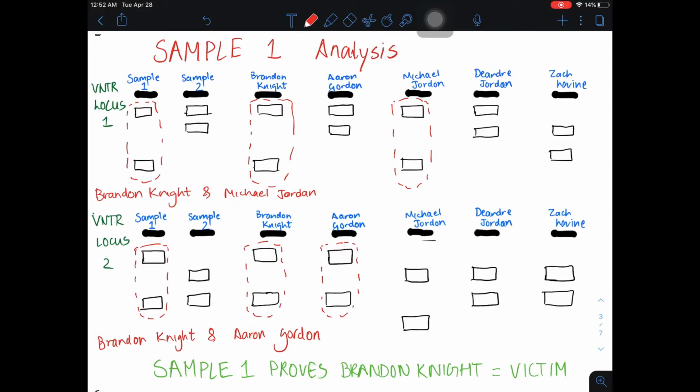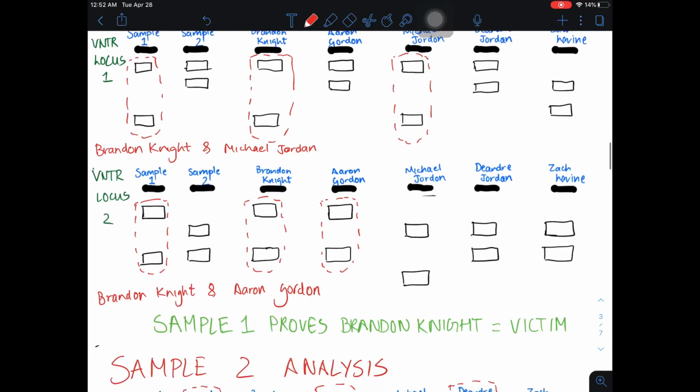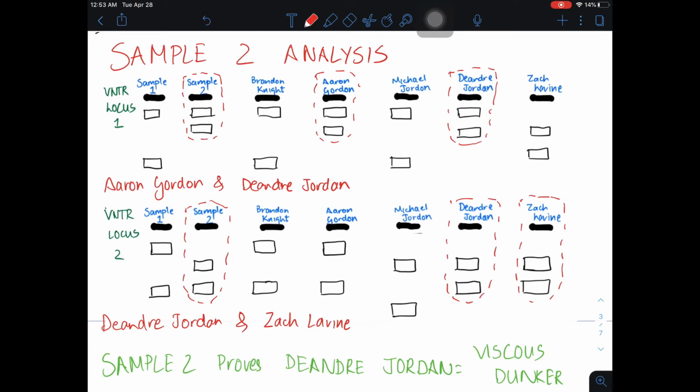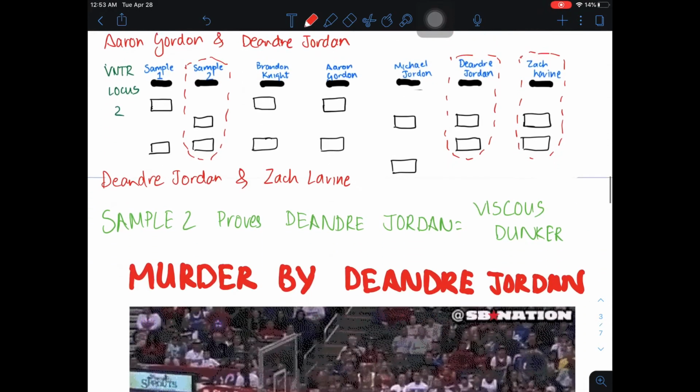This makes sense because Brandon Knight was the victim on this play and would have one of the samples out of the 2. Now to find our vicious dunker, we have to look at sample 2. Looking at our VNTR locus 1, we can see that DeAndre Jordan and Aaron Gordon have matches. So we can exclude the other 2 dunkers, Zach LaVine and Michael Jordan. Now let's look at locus 2. The sample matches with DeAndre Jordan and Zach LaVine. So from both of the loci, we can conclude that sample 2 matches with DeAndre Jordan. Therefore, sample 2 proves that DeAndre Jordan was responsible for this vicious dunk.